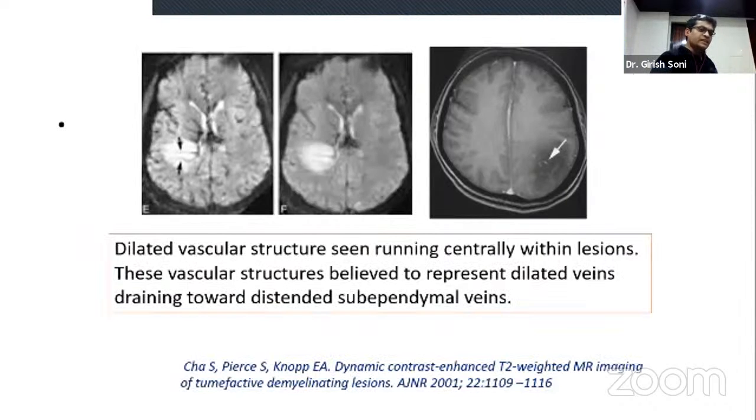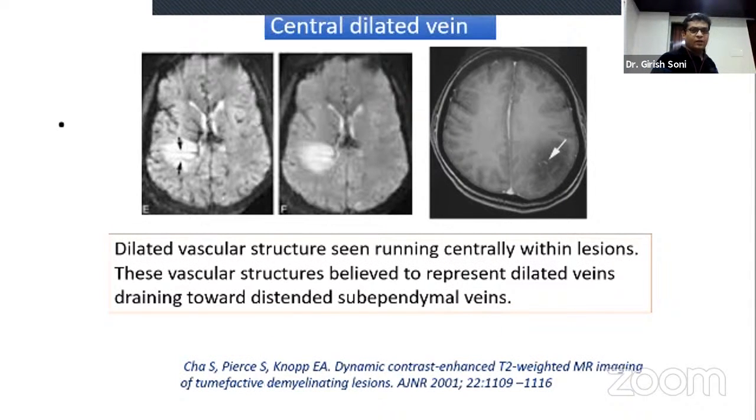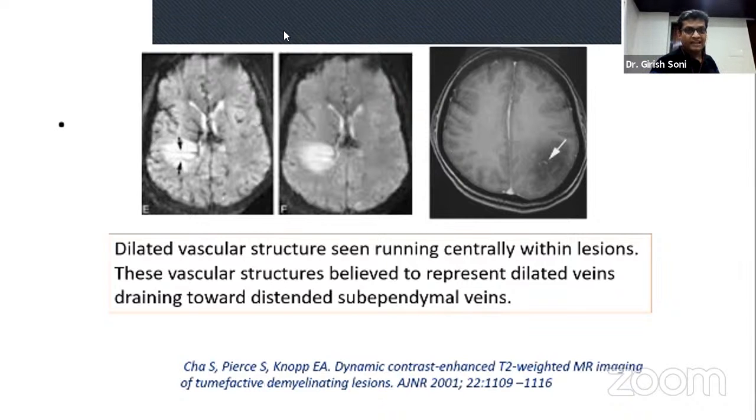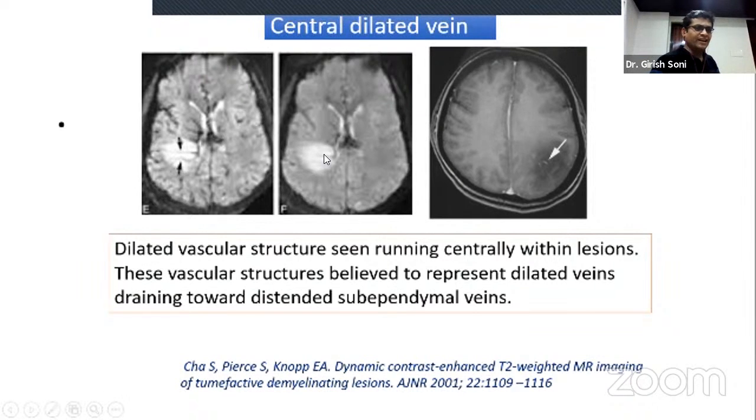In 30 to 40% cases, just like multiple sclerosis, the lesions can show a central dilated vein. So a central dilated vein can be seen in multiple sclerosis, can also be seen in Balo's variant, can also be seen with tumefactive demyelination. And such a central dilated vein is never seen in neuromyelitis optica, and very rare with MOG demyelination.